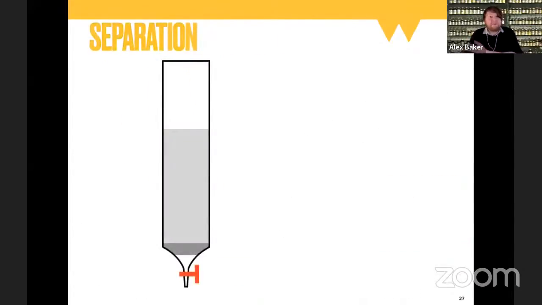Now, to separate the drug from the medicine, you actually have to run them through what's known as a chromatography column.